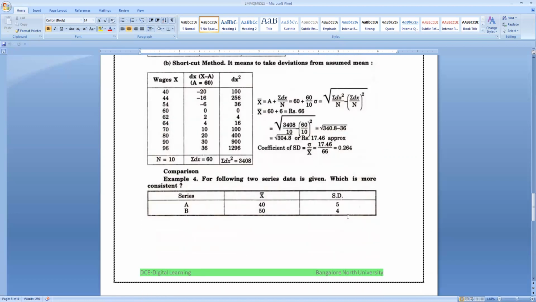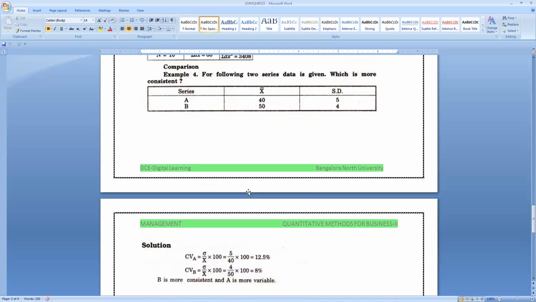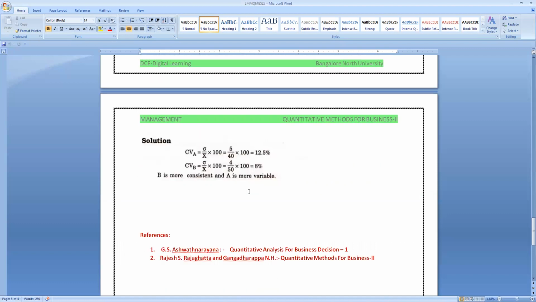Let us see one more question. From the following two series of data, which is more consistent? The mean of A is 40, standard deviation is 5; mean of B is 50, standard deviation is 4. Let us check which is more consistent, or less variable.